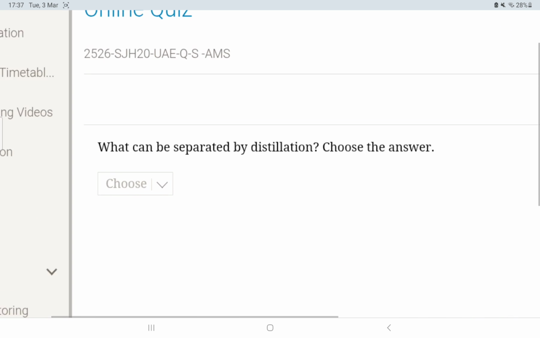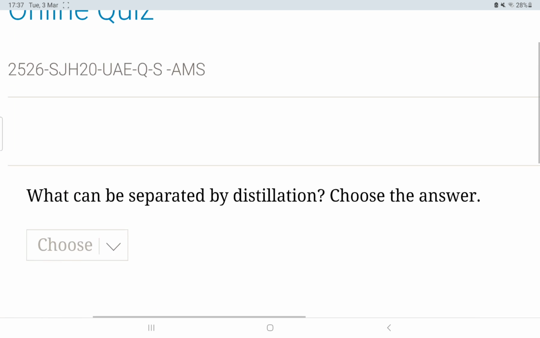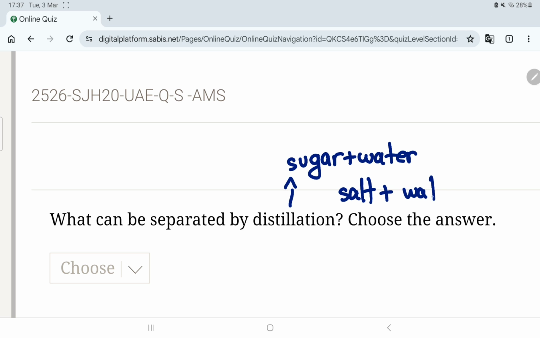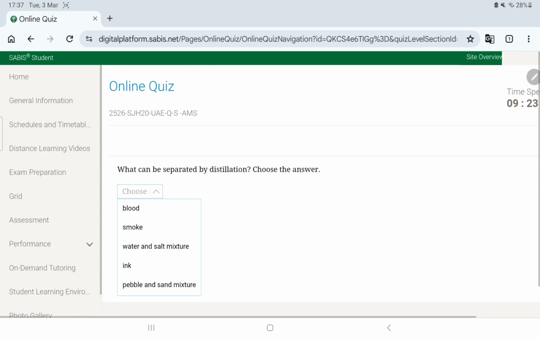What can be separated by distillation? Now, if you guys remembered in the previous question, we wrote that distillation, what can we do? Sugar in water, right? Sand in water. Oh, sorry. Salt in water, I mean. Just ignore what I wrote. Salt in water. Okay? Let's see, maybe there are more. Let's check it out here.